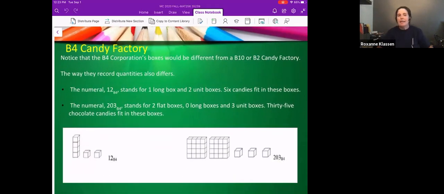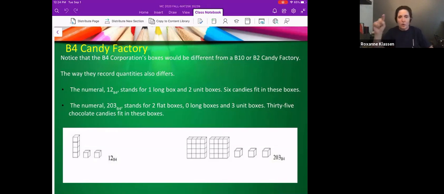So B4 candy boxes would be different than B10 or B2 candy boxes, right? So if we're looking at 1, 2, B4, we wouldn't call that number 12, even though in our brains, probably right when you looked at that, you saw the number 12, right? It's not the number 12 anymore. We're going to read it as 1, 2, base 4. And 1, 2, base 4 means, that's why it says B4, 1 long box and 2 unit boxes. So if we were counting candies, we would have 6 total candies, right? Is everybody okay?